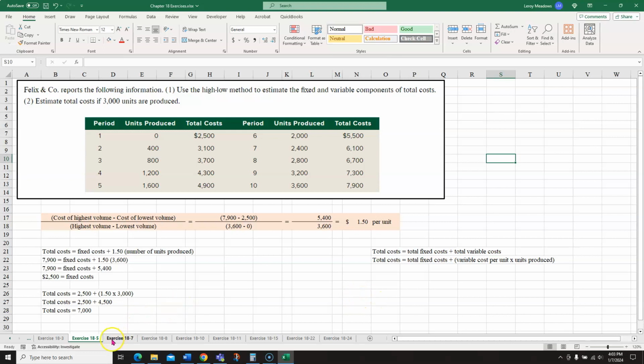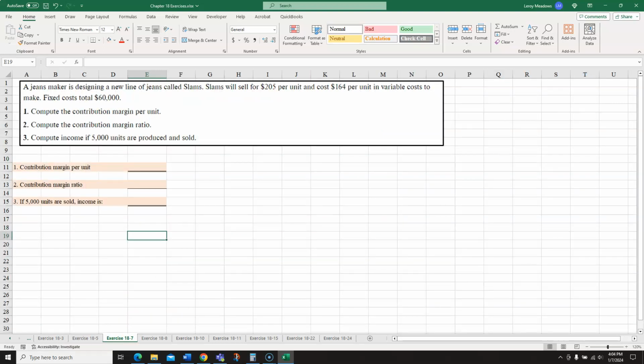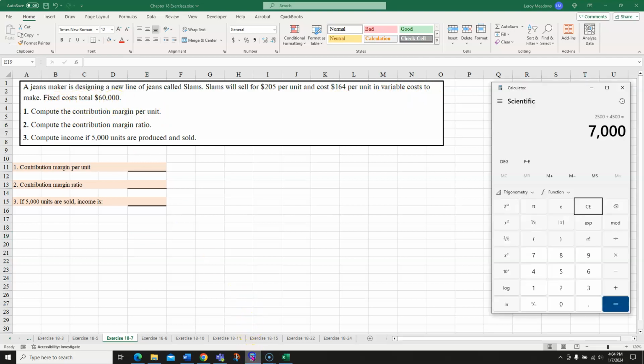Okay, so let's go to the next exercise here, 18-7. A jeans maker is designing a new line of jeans called Slams. Slams will sell for $205 per unit and cost $164 per unit in variable costs to make. Fixed costs total $60,000. Now we're asked to compute the contribution margin per unit, compute the contribution margin ratio, and then compute income if 5,000 units are produced and sold.